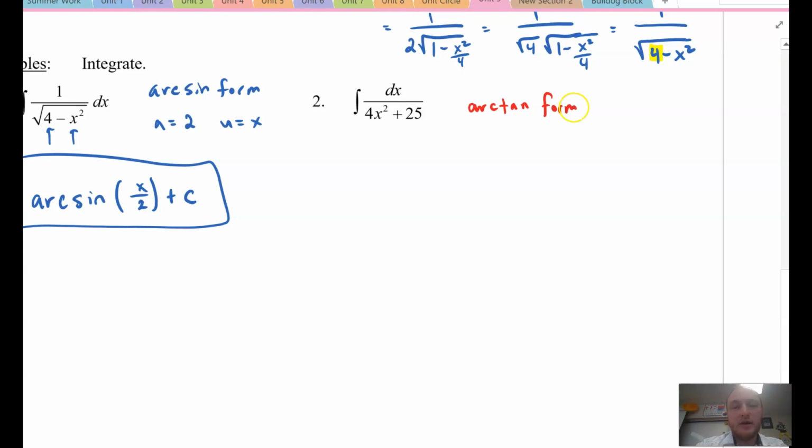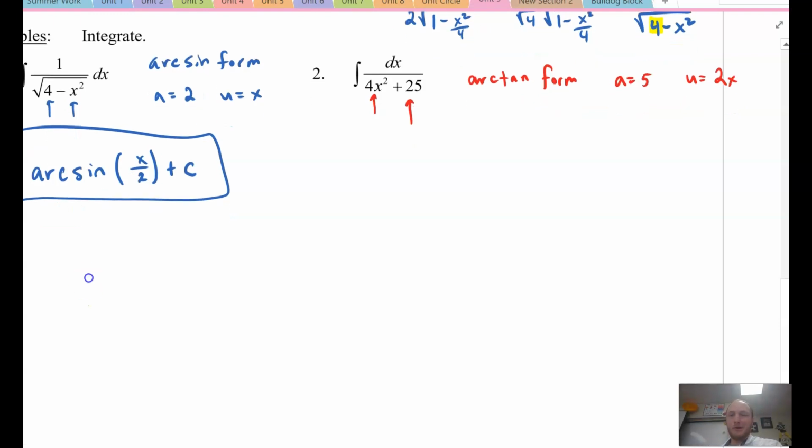Arctan form. Okay, so what is my a value? Well, here, remember, it's without the variable, so a is 5. Okay, what's u? Well, u is here. What's the square root of that? And that would be 2x.